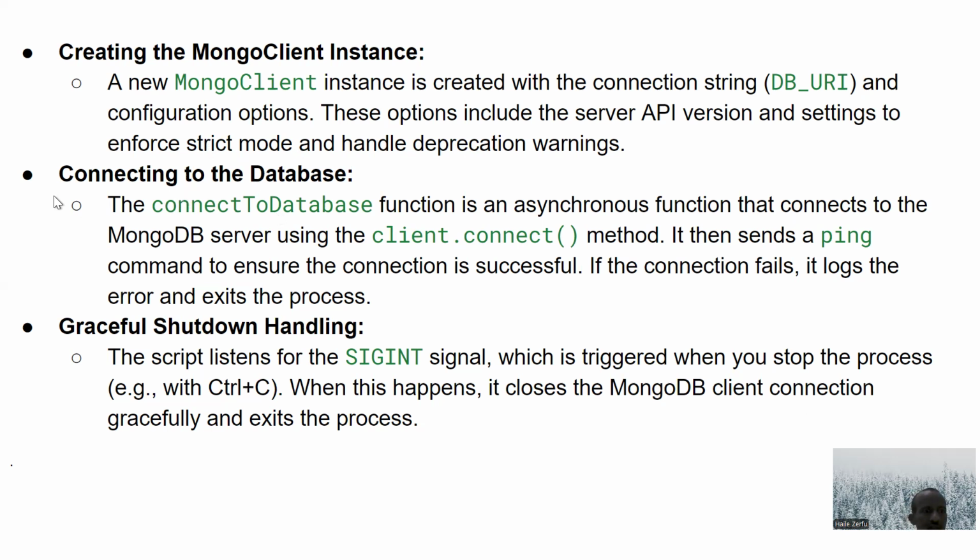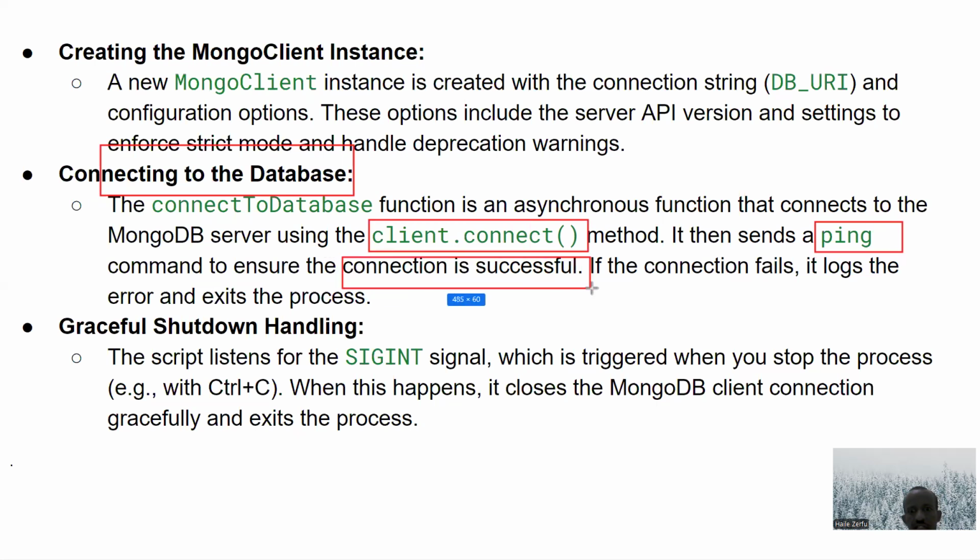To connect to a MongoDB database, we use a function. Once we connect, we use a ping command to verify that the connection is successful. Last, once we have finished, we should shut down the connection using the sign-in signal.